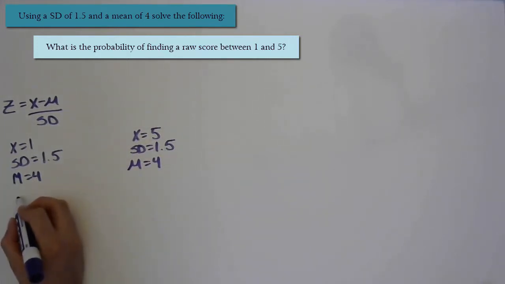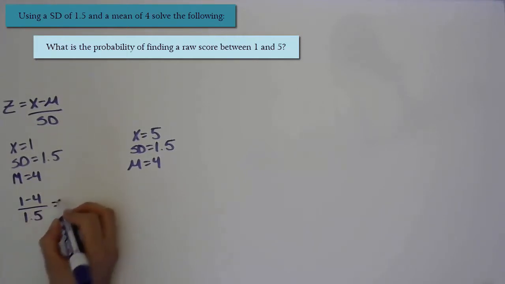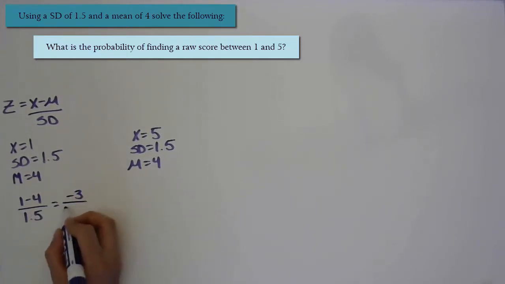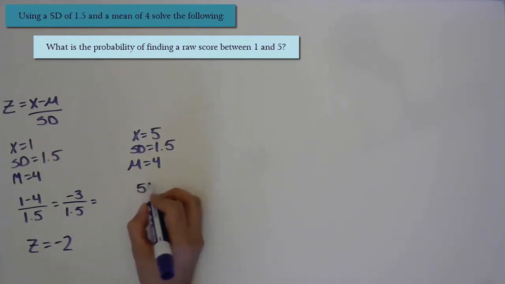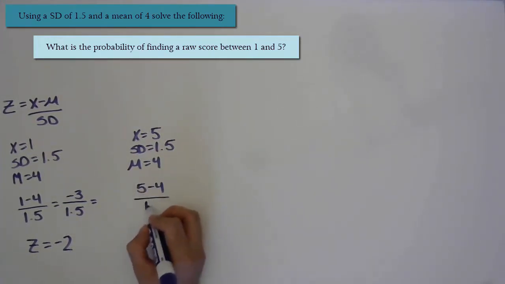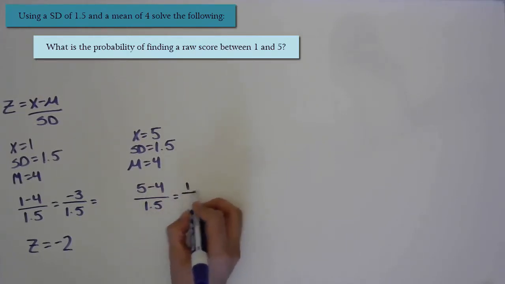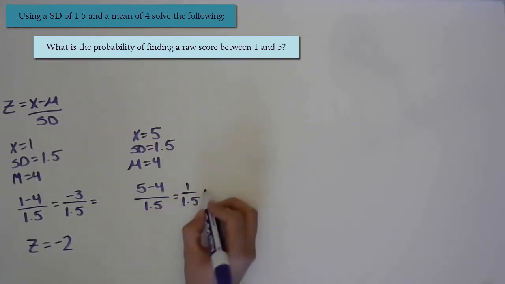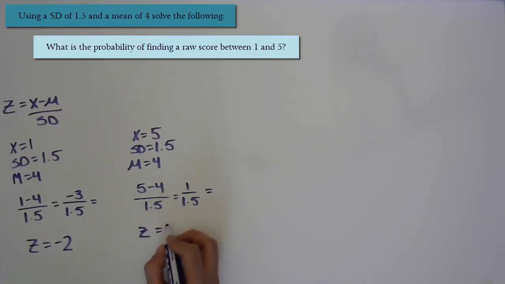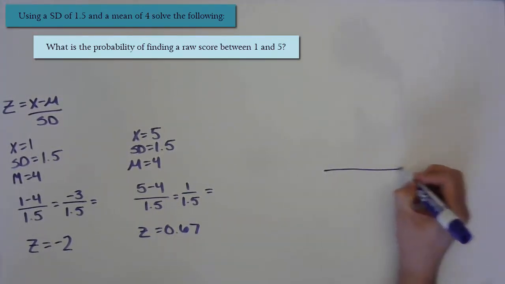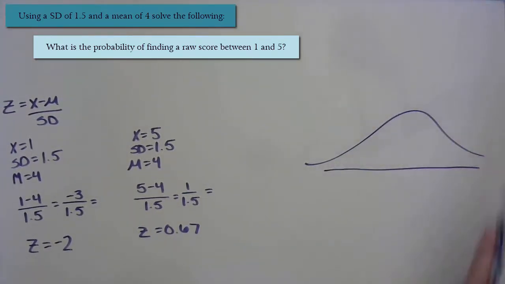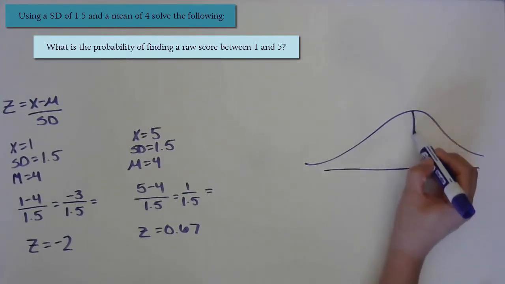Okay, so for the first one, we will have 1 minus the mean of 4 divided by standard deviation of 1.5. That's going to give us a negative 3 divided by 1.5. That's going to give us a z-score of a negative 2. Okay, and then for the second one, we have 5 minus 4 over the standard deviation of 1.5. It's going to give us a 1 over 1.5, and then that is going to give us a z-score of 0.67. Okay, so now go ahead and draw that curve and get those points plotted.